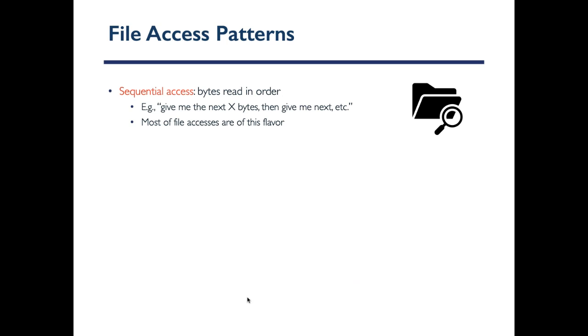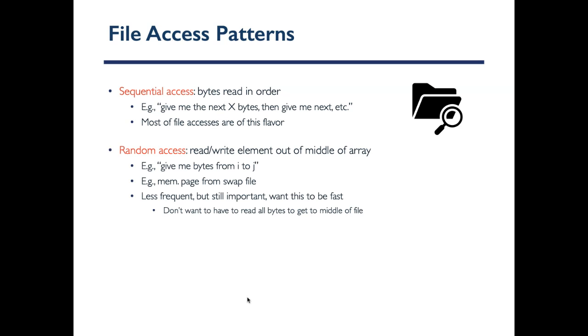Sometimes we're accessing our files in a sequential manner. So let's say we want to read a file from byte 1 to the end of the file. You basically say, okay, give me the next byte, give me the next byte, give me the next byte. So you're sequentially reading a file and going through that file. You could also have random accesses, either reads or writes. You could say, go to the middle of the file and give me the bytes from I to J.